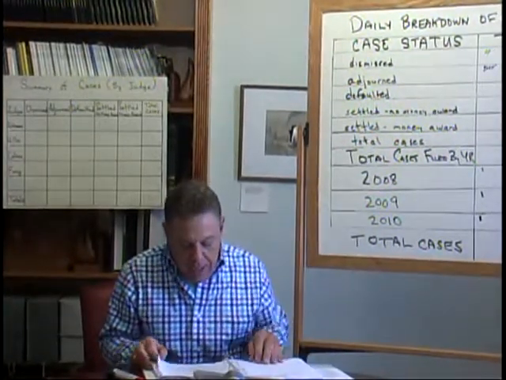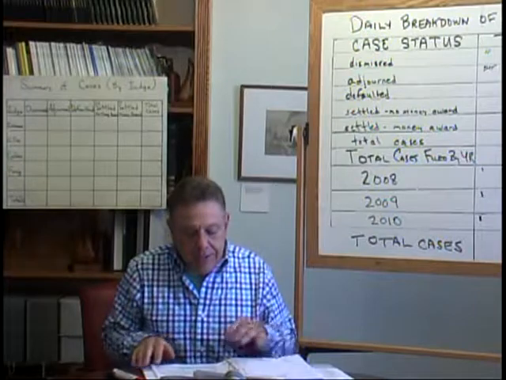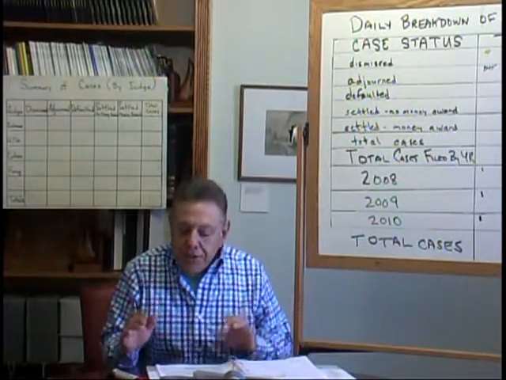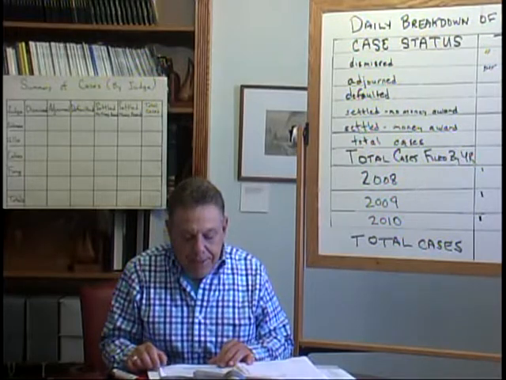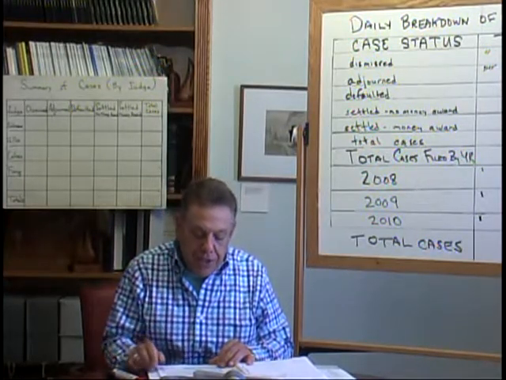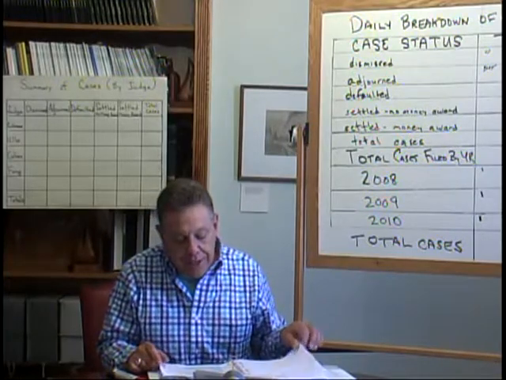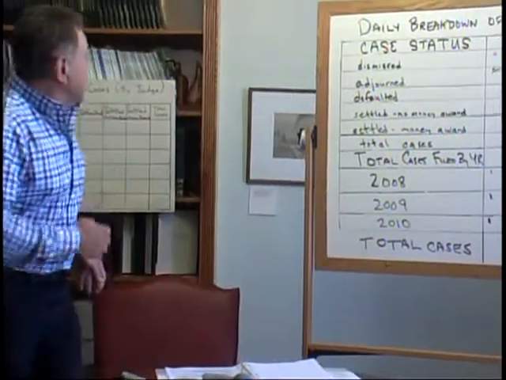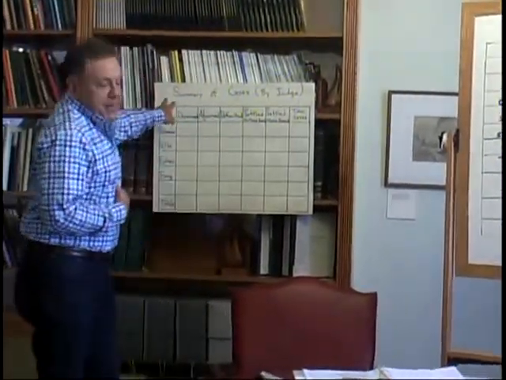Now, there is a second table. If you look at page 61, there is a second summary table, and that second summary table is a summary of cases by judge. So what they want you to do here, and if you can see behind me, I'm going to stand to the side, this is what the table looks like.